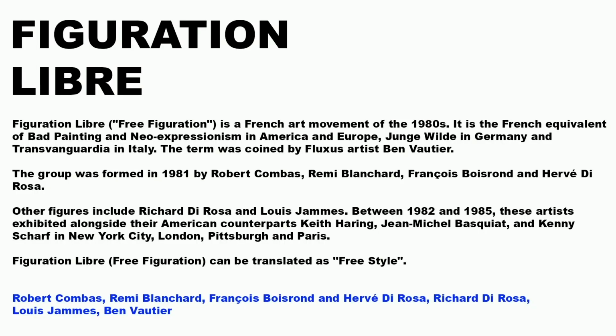Figuration libre is a French art movement of the 1980s. It is the French equivalent of bad painting and neo-expressionism in America and Europe, Junge Wilde in Germany and Trans-Avant-Garde in Italy. The term was coined by Fluxus artist Ben Vautier. The group was formed in 1981 by Robert Combas, Rémy Blanchard, François Boisrond, and Hervé Di Rosa. Other figures include Richard Di Rosa and Louis Jammes.